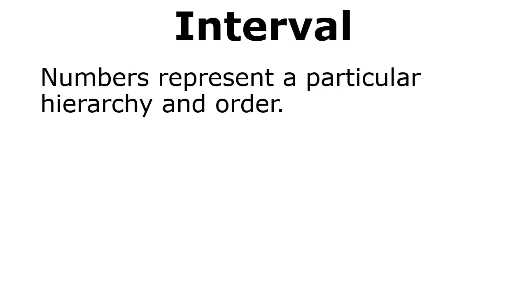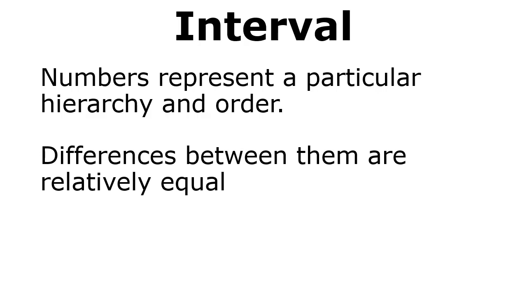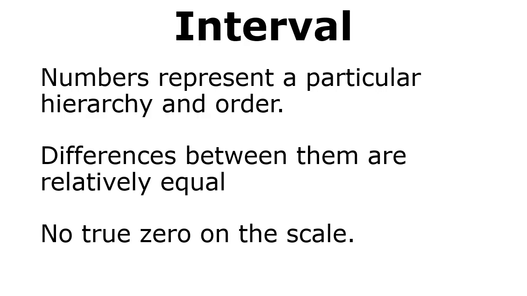So let's take a look then at interval data. Interval is where the numbers represent a particular hierarchy and order, similar to ordinal, but the differences between the numbers are relatively equal. However, there is no true 0 on the interval scale. So let's take a look at some examples of this.